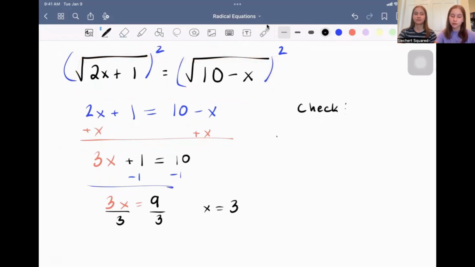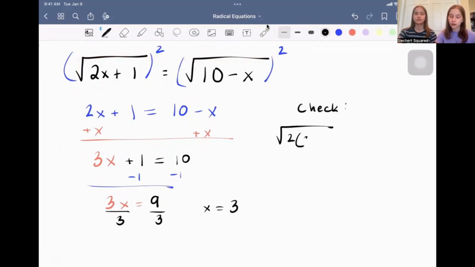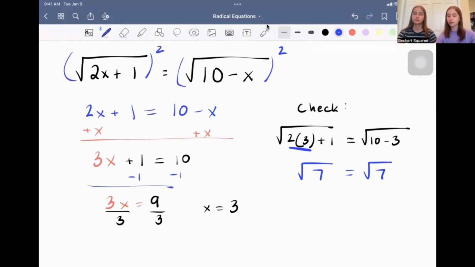So we need to see, is it true that the square root of 2, instead of doing 2x, now we'll say 2 times 3 because we think x is 3. So say 2 times 3 plus the 1. Is that the same thing as instead of 10 minus x, we're going to put 10 minus 3. On the left one, 2 times 3 gives you 6. Add 1, we have the square root of 7. On the right side, we also have the square root of 7. Square root of 7 does equal square root of 7, so we are good to go. X does actually end up equaling 3. So we don't have no solutions. This completely works. Exactly. And it really just depends. Sometimes you're going to have a solution. Sometimes it might be like the first problem where you don't.